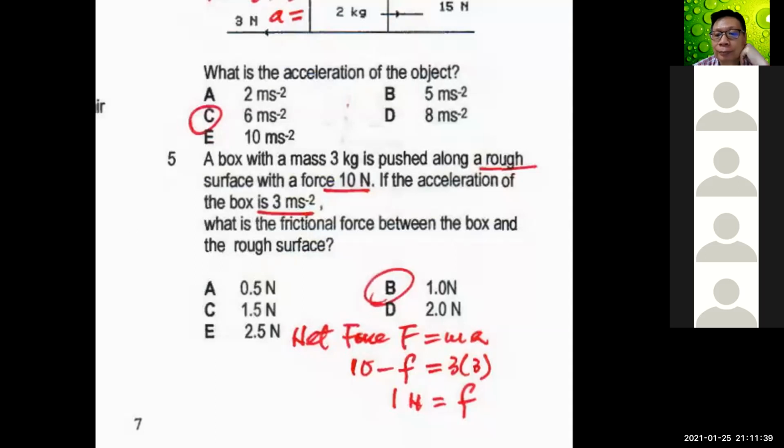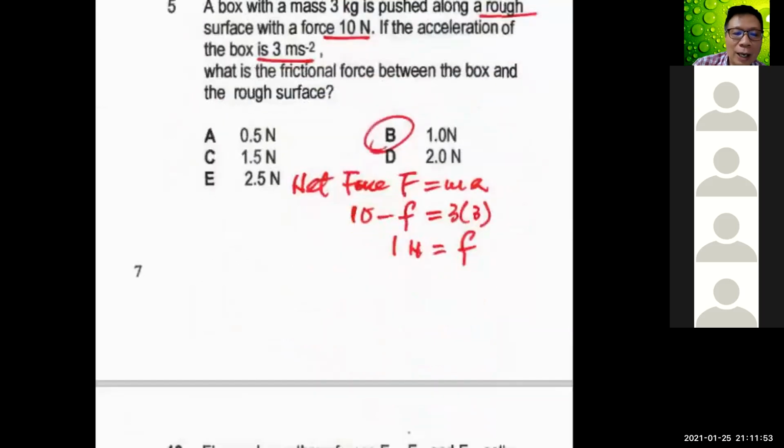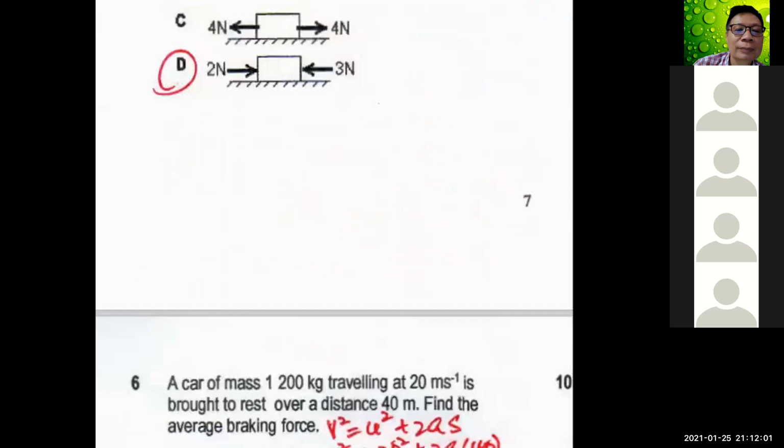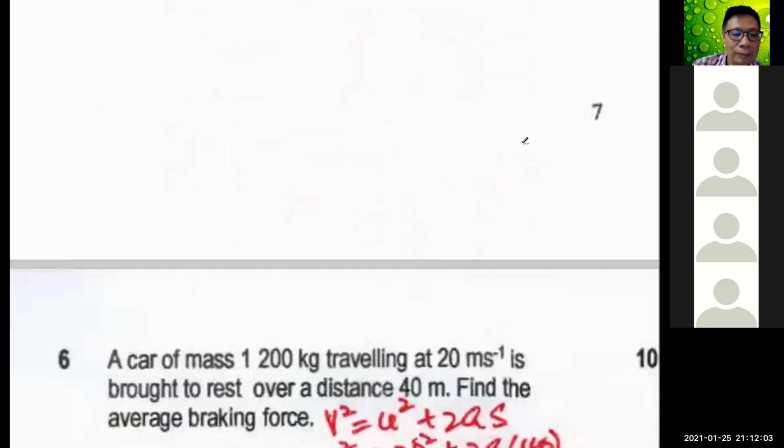Okay, so far can you understand? Hashini, can you understand? Can, sir. Can, okay. The next one, number 6. Number 6, how? I give you a little bit of tips. Use this formula. I use this formula to find.